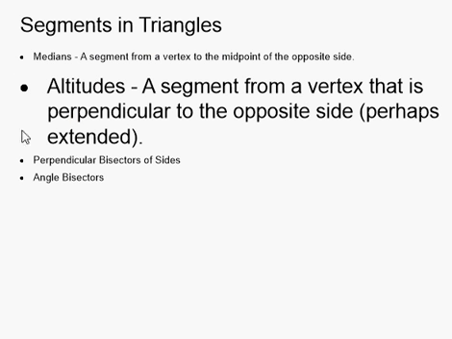So once again, the altitude is a segment from a vertex that is perpendicular to the opposite side, and the three altitudes intersect to form the orthocenter of the triangle.